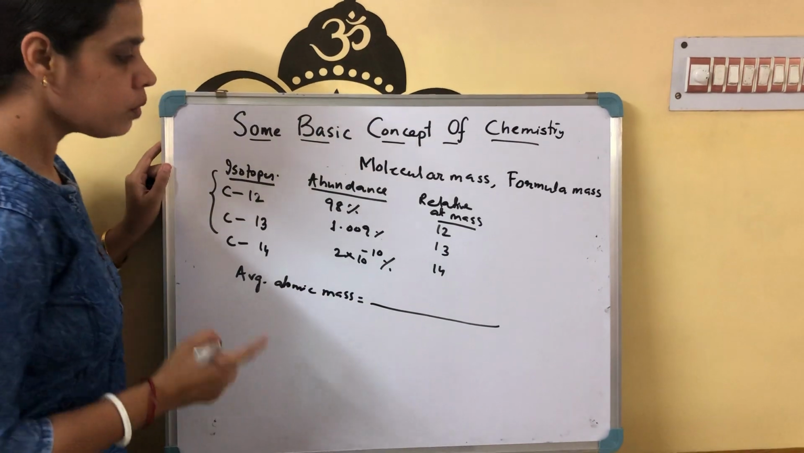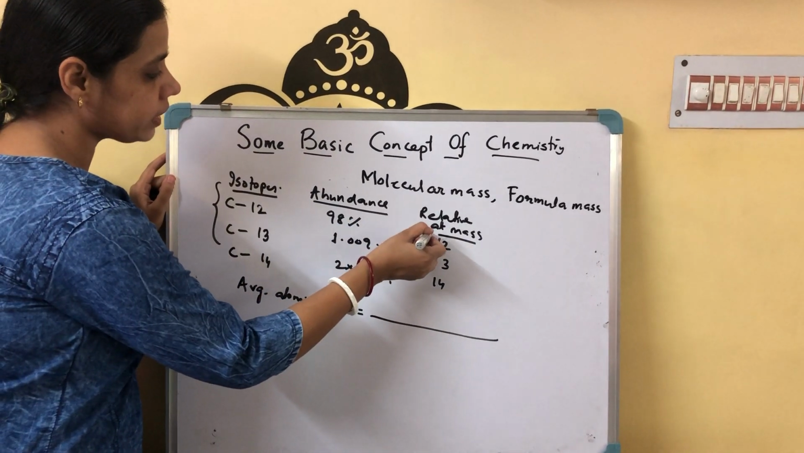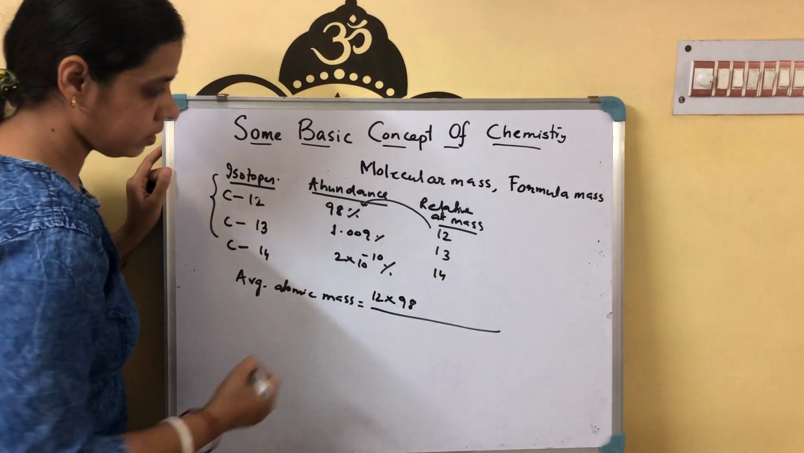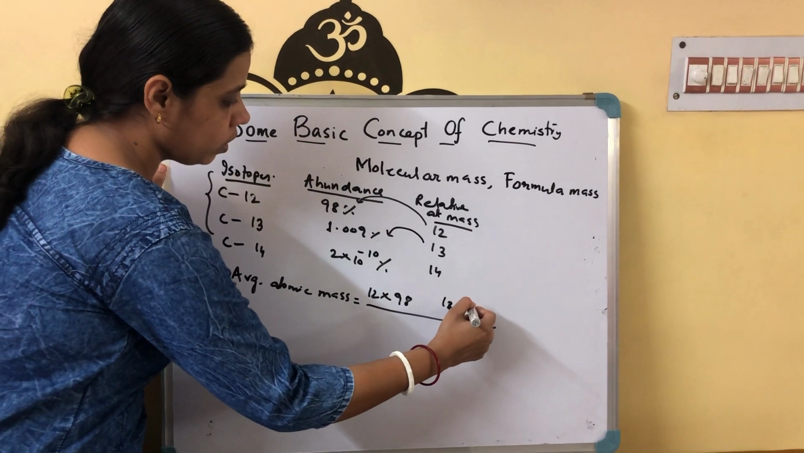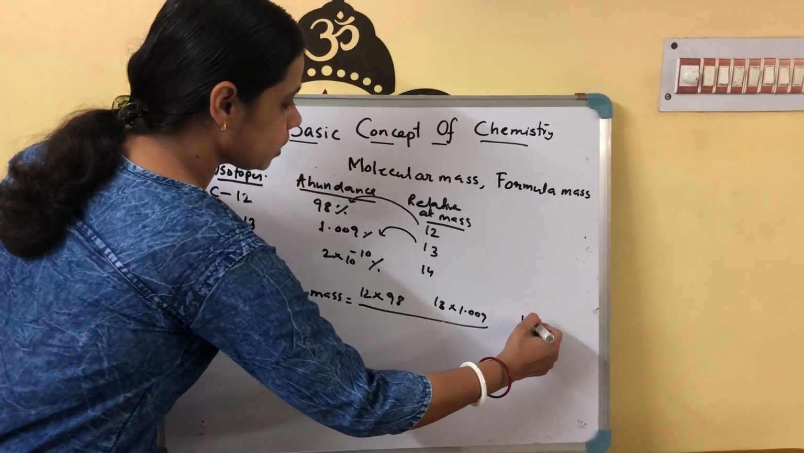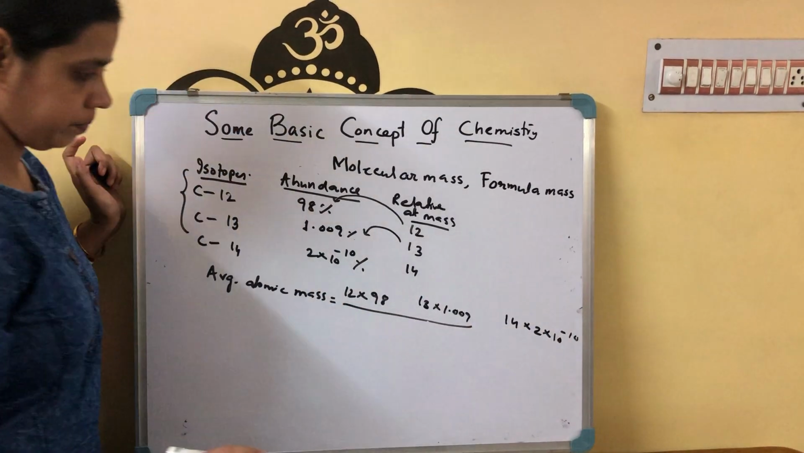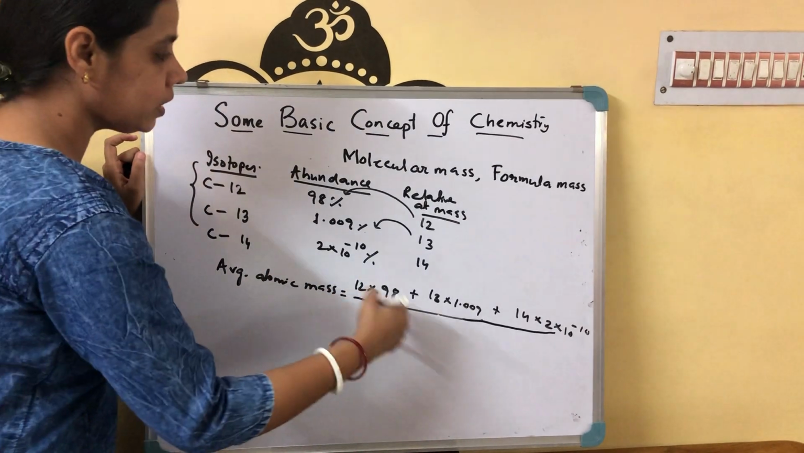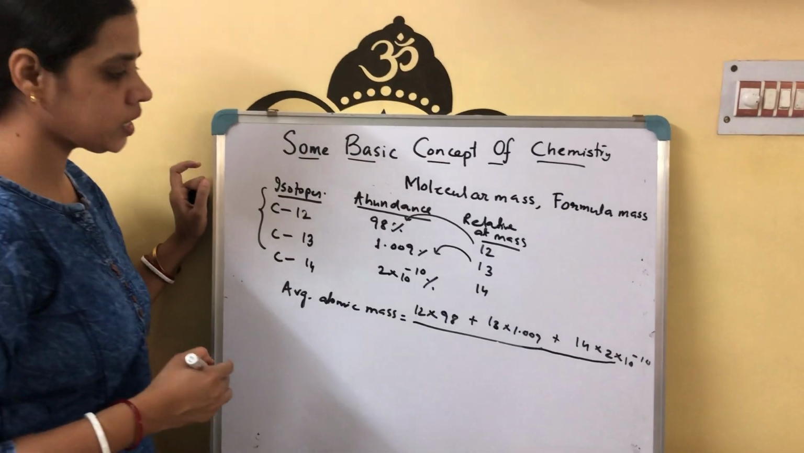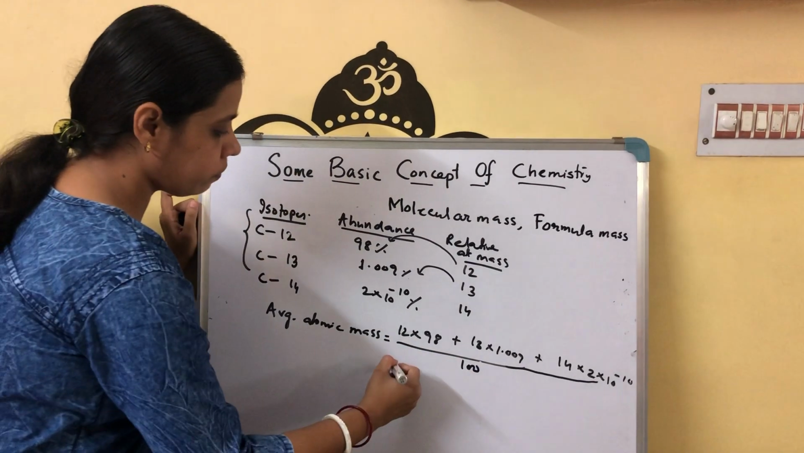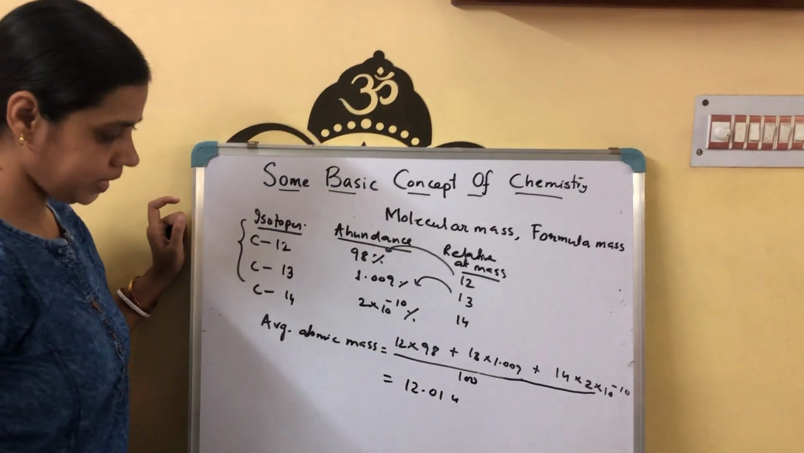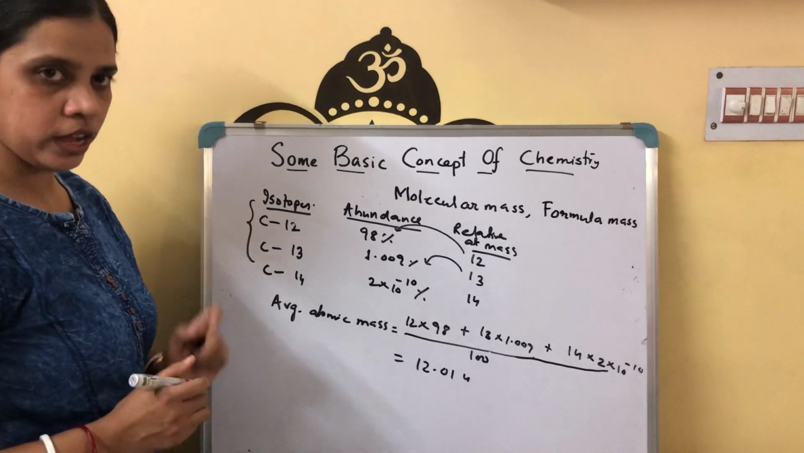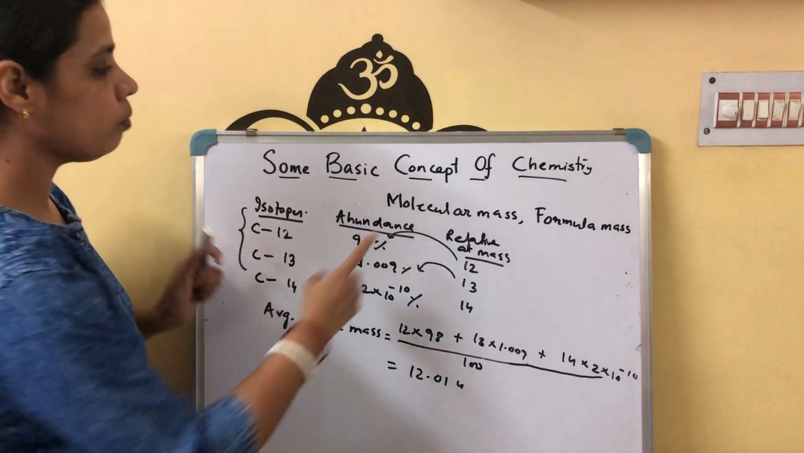Now for this type of element, we calculate average atomic mass. How can you calculate? We simply multiply their relative atomic mass with their abundance. For the C12 isotope, I write 12 into 98. For C13, I write 13 into 1.009. For C14, it is 14 into 2 into 10 to the power minus 10. Now, add these 3 and divide by the total percentage of abundance, which should be 100. From there, we get this value, that is 12 U. So, the average atomic mass of carbon is 12. Okay.